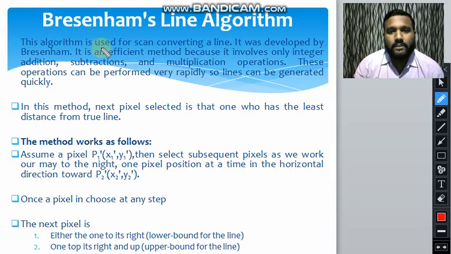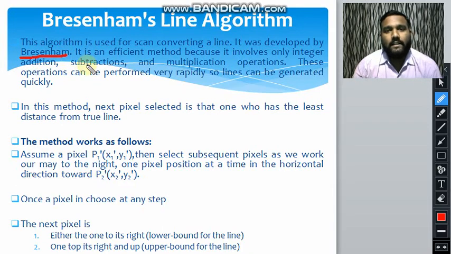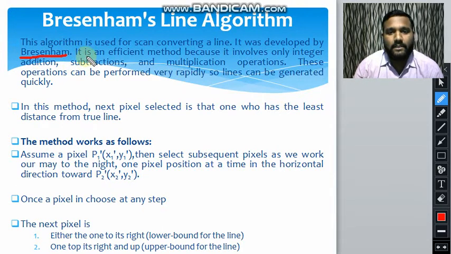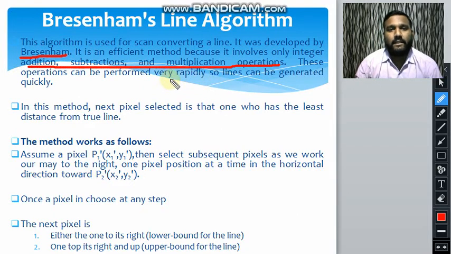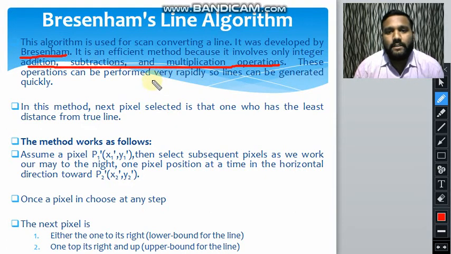This algorithm is used for scan converting a line, and it was developed by Bresenham. It is an efficient method because it involves only integer addition, subtraction, and multiplication. Since it does not work on floating point numbers, it is very efficient. These operations can be performed very rapidly, so lines can be generated quickly.